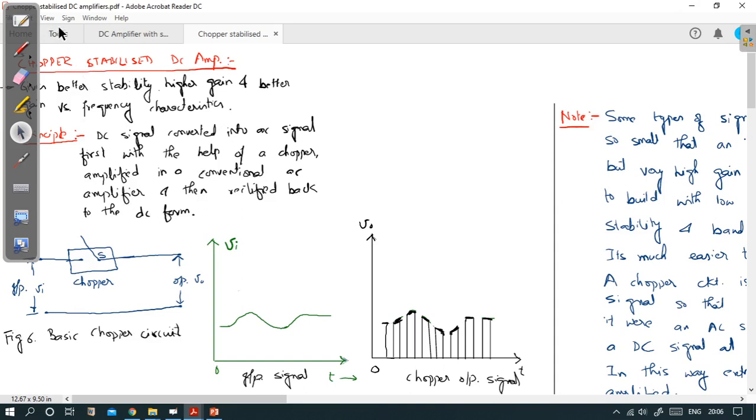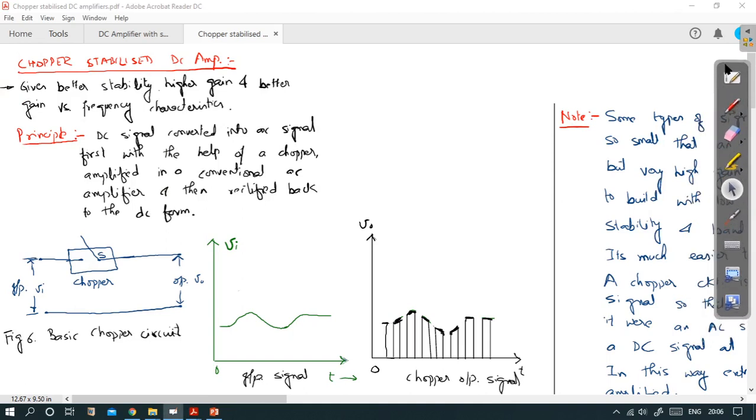So let us start the next topic, another kind of DC amplifiers. These are chopper stabilized DC amplifiers. Here another concept is used to obtain the amplification of very small magnitude signals. So basically what is the task here? The task here is to amplify very small magnitude signals.